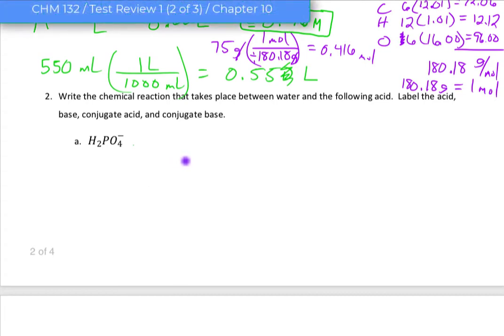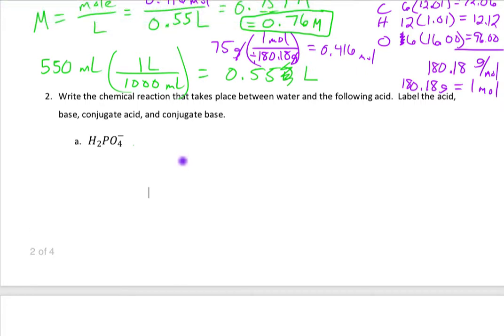In this video, I want to do the Chapter 10 portion of the test review. And this is the first question dealing with Chapter 10. That was the acid-base reaction, or acid-base chapter. And it's wanting us to complete this hydrolysis reaction, where this ion is going to react with water. And so there'll be a proton transfer occurring here.